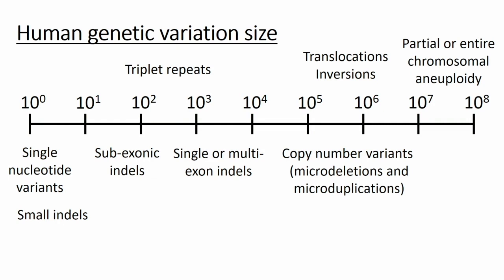The other thing that I would just like to emphasize is the genetic variation size varies over many log orders from a single nucleotide variant to an entire chromosome, and that our technology needs to be able to discover all of these variations throughout the entire size range.